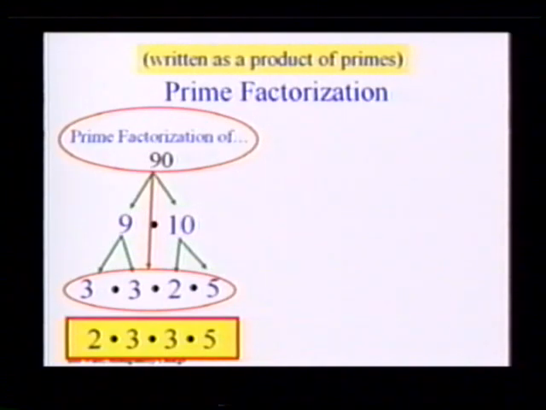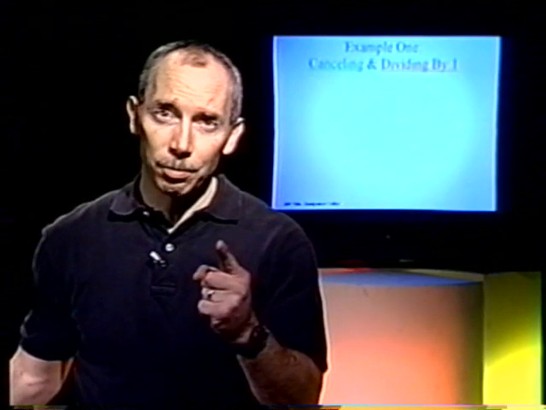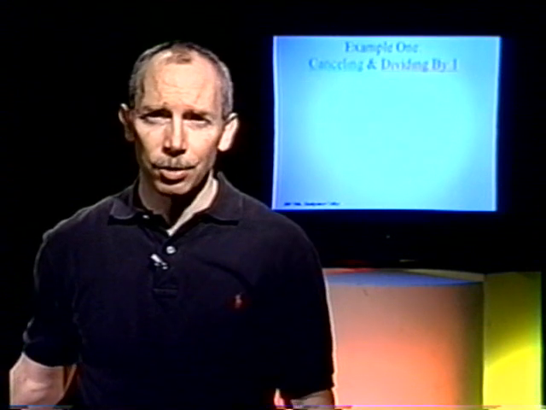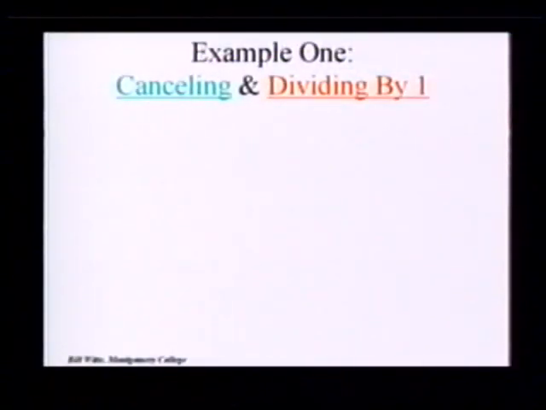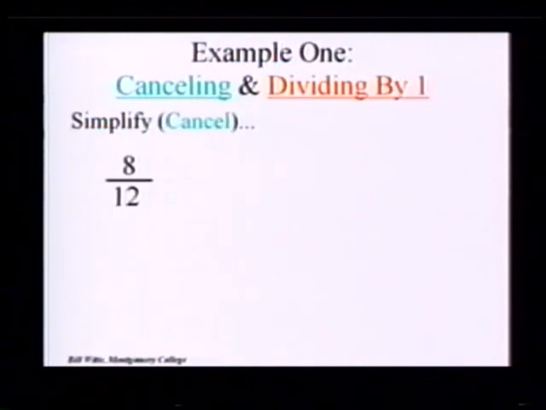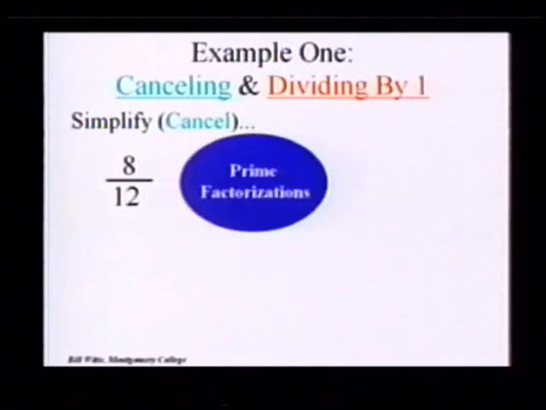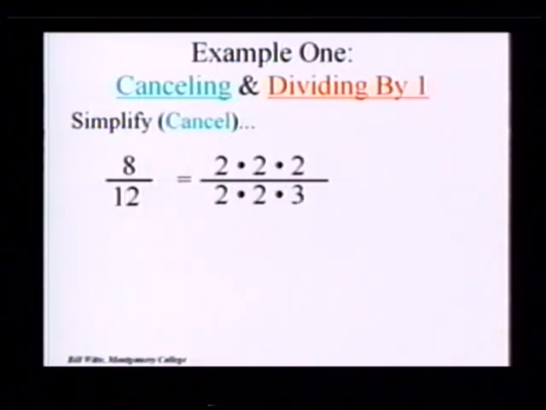Remember what we use that for? We use that to reduce things and to multiply and divide and cancel. For instance, to simplify this, we broke both numbers up into prime factorizations. 8 is 2 times 2 times 2, and 12 is 2 times 2 times 3. So I canceled, basically divided by 1, and the answer is 2/3.